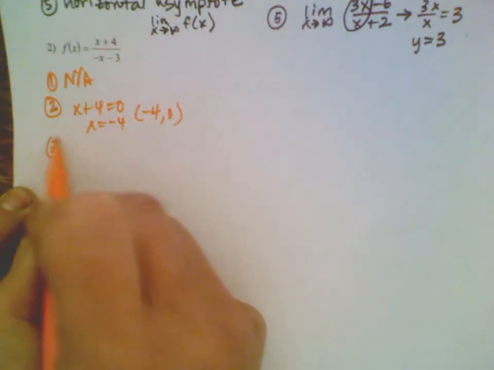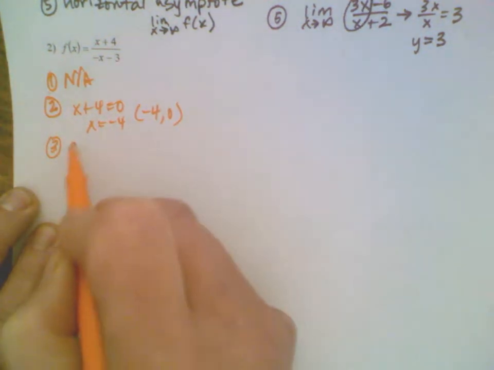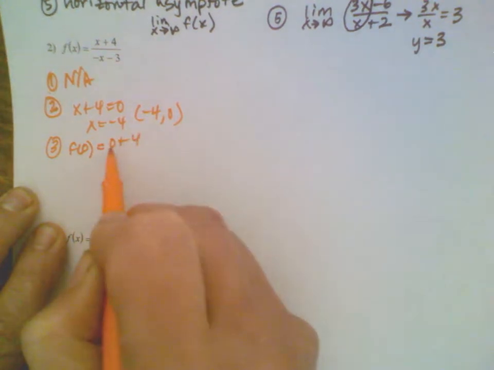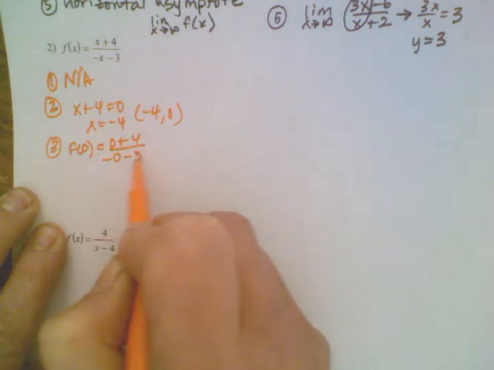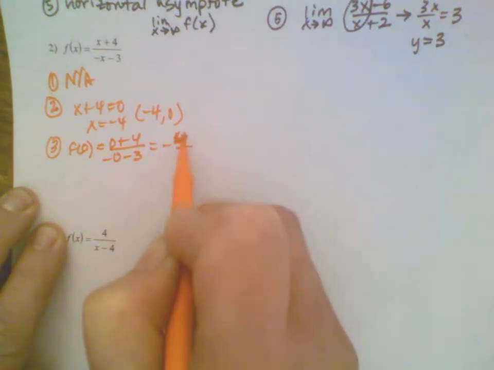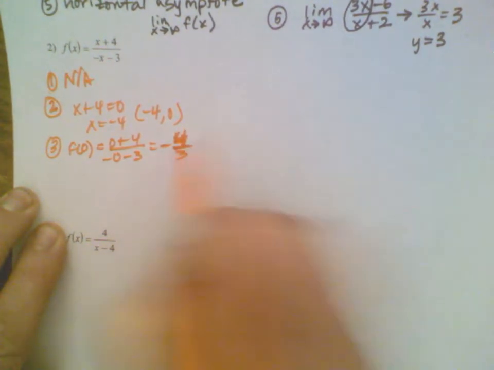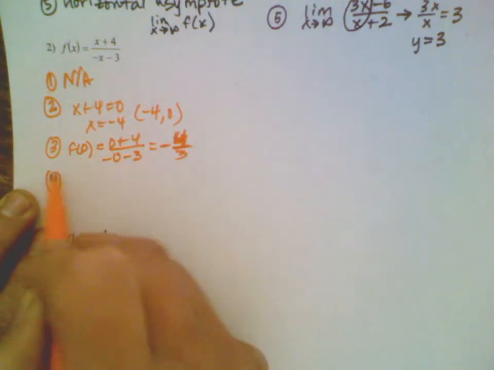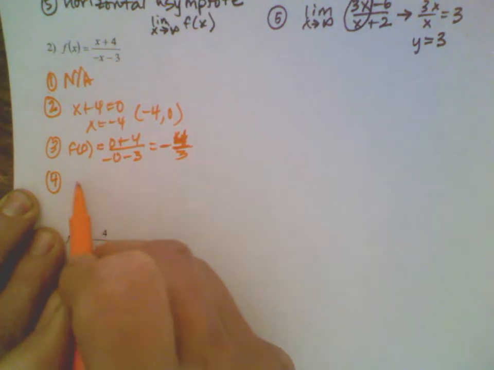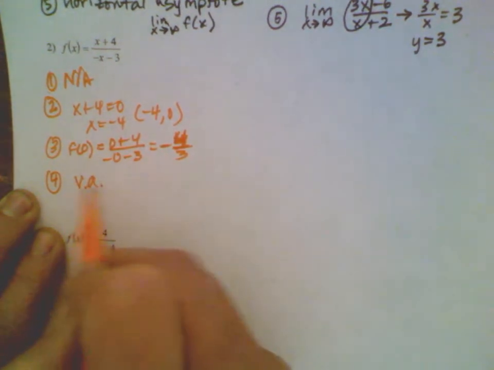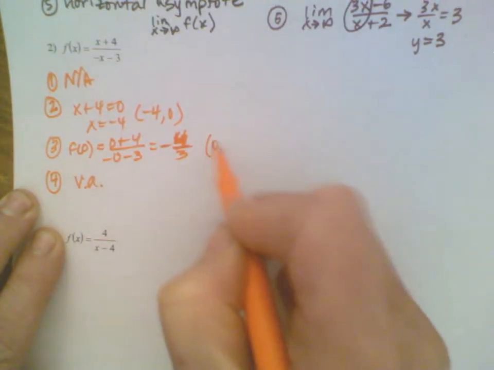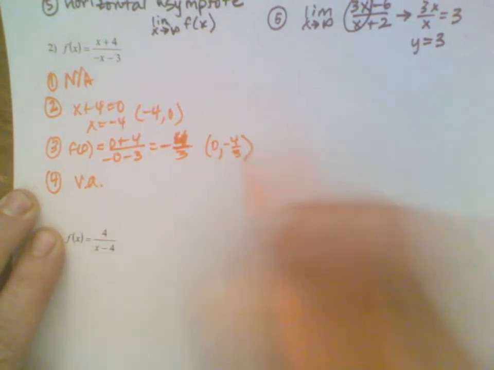And for number 3, the y-intercept is when I find f of 0, so f of 0 is equal to 0 plus 4 over the opposite of 0 minus 3, which becomes -4/3. Oops, -4/3. I did a double negative there. For step 4, I'm going to set the denominator equal to 0 to find my vertical asymptote. I get a little bit lazy sometimes. Oh, I should go back and write this. This is 0, -4/3. That's where it crosses the y-axis.